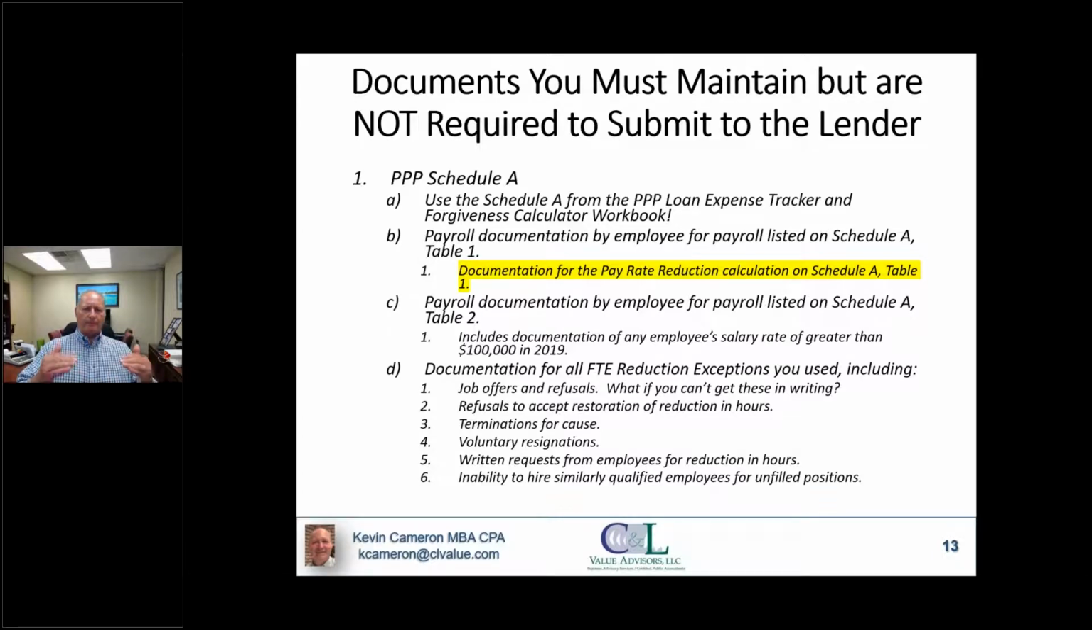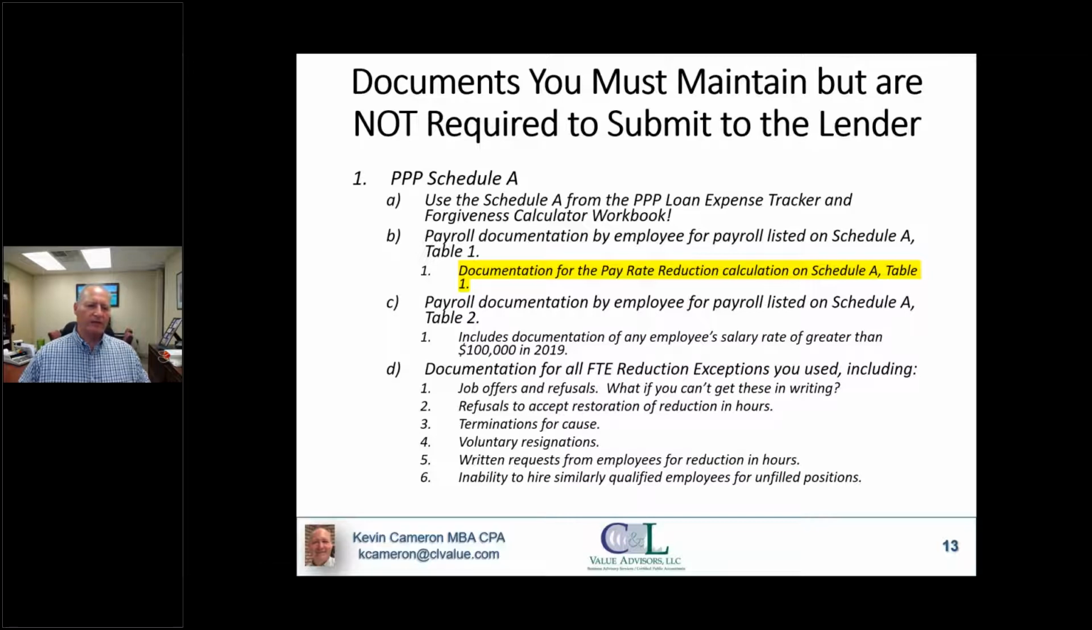If you remember, the PPP Schedule A worksheet technically has two tables. Table 1 is for employees that are subject to the pay rate reduction penalty. Those are the employees that were making under $100,000 per year salary or total pay for 2019, essentially rank and file employees, if you will. So those employees go on Table 1 because that's where you have to calculate whether or not you have a pay rate reduction. Table 2 is for employees that were not employed in 2019 or were on a salary schedule of greater than $100,000 at any point during 2019.